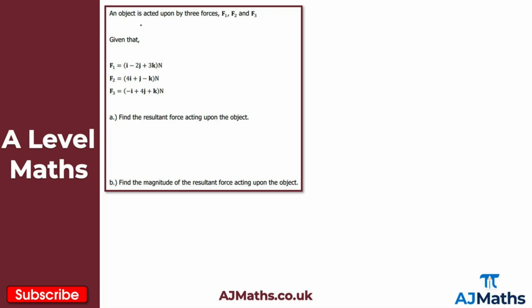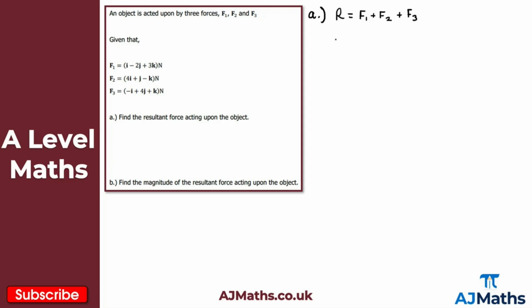For question 1 here, we've got an object that's acted upon by 3 forces, F1, F2 and F3. For part A, we're asked to find the resultant force acting upon the object. Remember, the resultant force is the sum of the individual forces. If I call the resultant force R, it is equal to F1 plus F2 plus F3. Let's write that down here. To add these 3 forces together, it's up to you whether you write these as column vectors, or whether you just sum the I components, sum the J components, and then finally sum the K components.